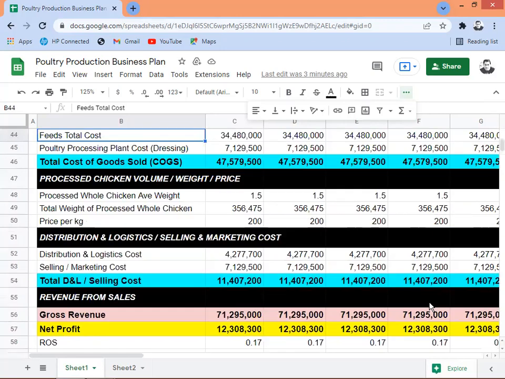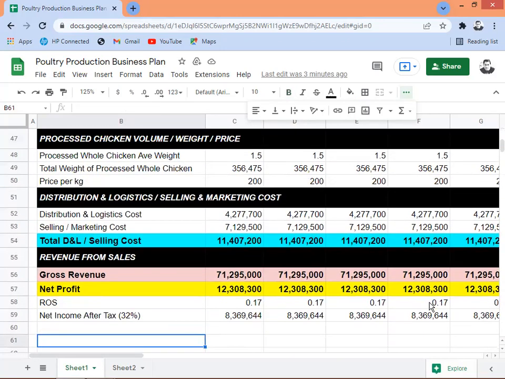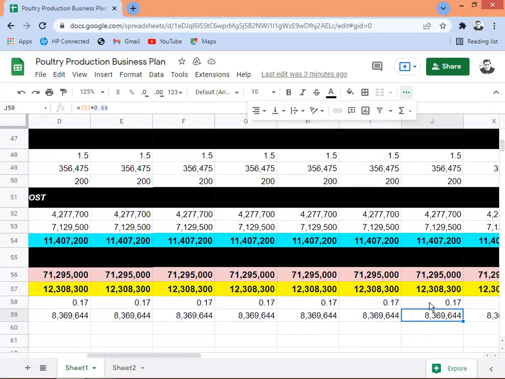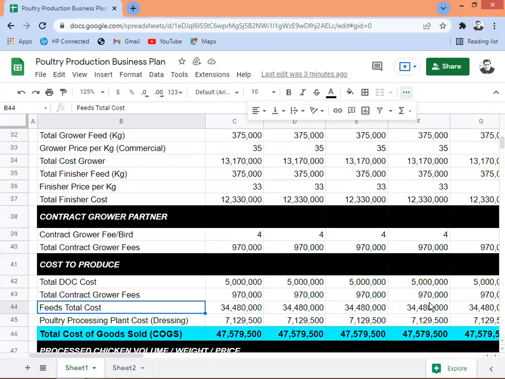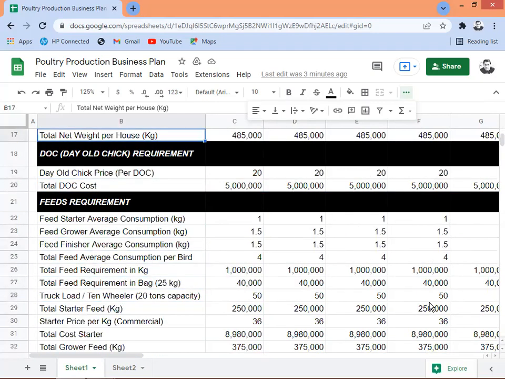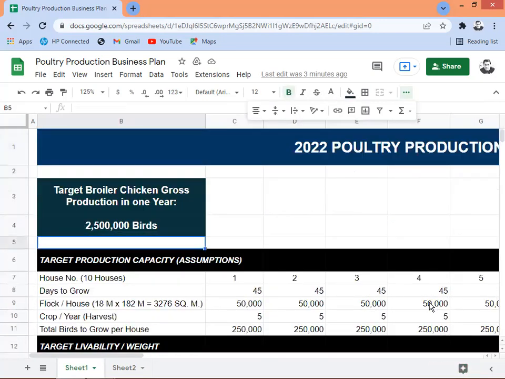This is to improve your planning skills and for you to be able to plan your business. When you think that the poultry business is a good business, then try doing this plan. That's about it. That's all I have for you today in these lessons of planning skills and planning the 2022 poultry production business plan.